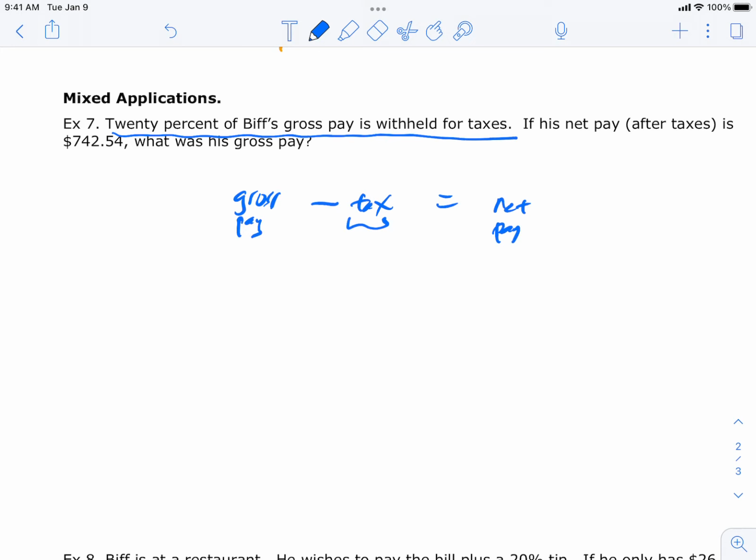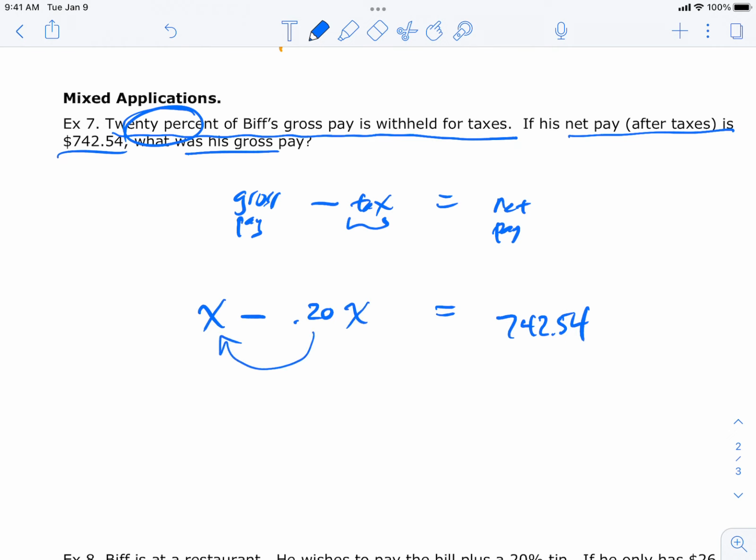20% of his gross pay is withheld for taxes. We know what his net pay is. So the $742.54 goes over here. That's his net pay. What is his gross pay? We don't know his gross pay. We're going to subtract the tax. And then how much is tax? 20% of what it was, 20% of this number. So 0.20x. You were thinking you were going to have your gross pay, but no, they take away 20% of what you started with, and that ends up at 742.54. So that's your proper setup for this problem.